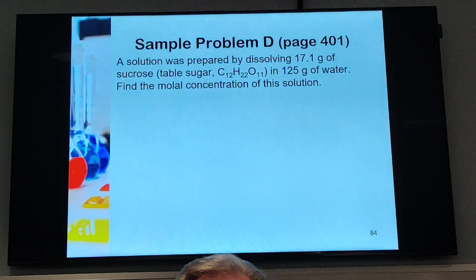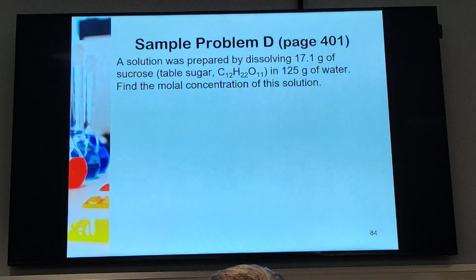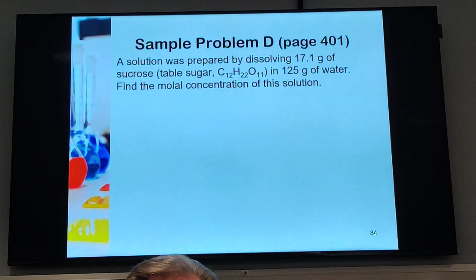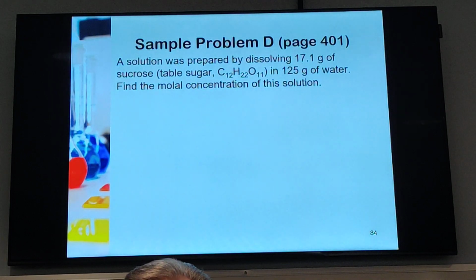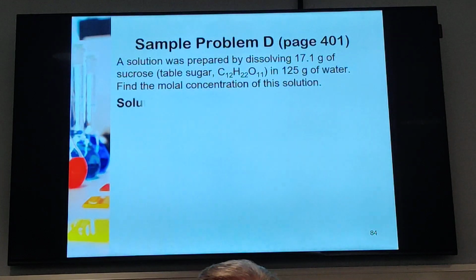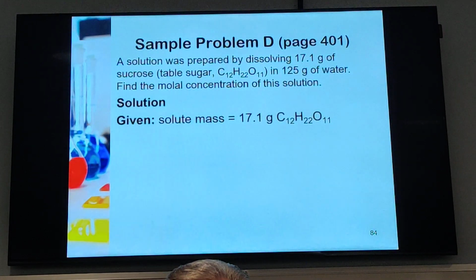Okay, so let's apply that to these problems, and then we can maybe go back to the other one. A solution was prepared by dissolving 17.1 grams of sucrose in 125 grams of water. Find the molal concentration of this solution. So we list our givens. They gave us the mass, which is 17.1 grams of sucrose.